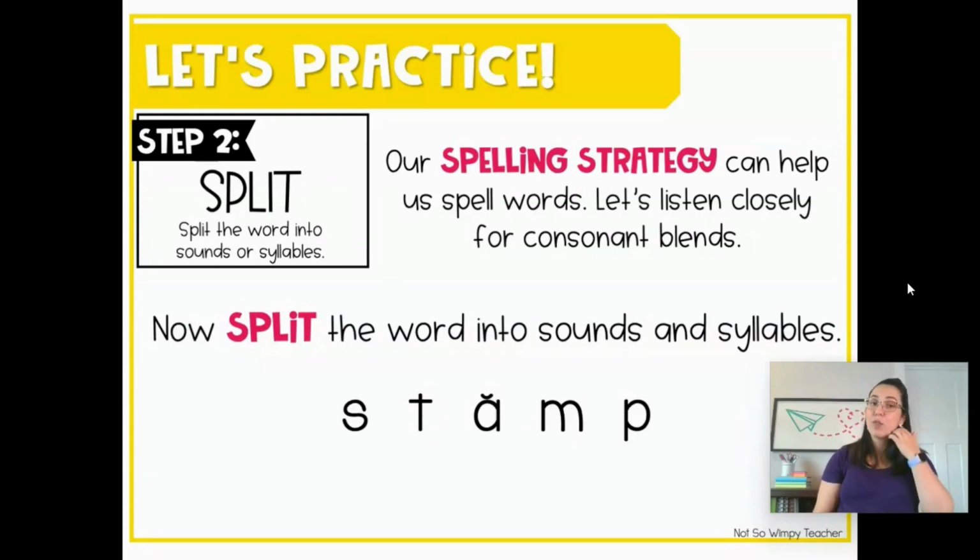This could look a few different ways. Students here could identify s, t, a, m, p. They could give you the sound of each letter that they see. It is one syllable, so students could just say stamp. Or students could even identify the blends already. They could say, oh, well, st would stay together, st, and mp would stay together, mp. So there's lots of different ways that you could accurately split a word depending on whether you're doing sounds or syllables.